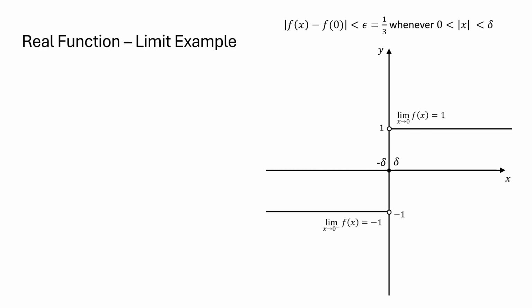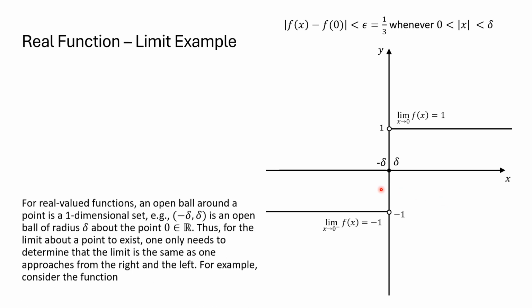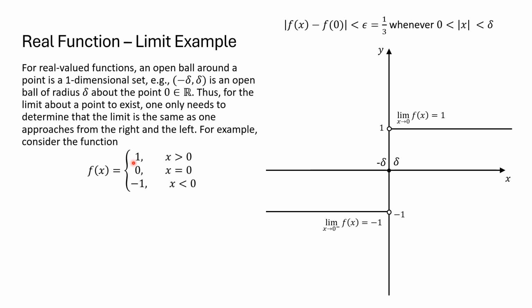Okay, let's start with an example of a limit of a real valued function. We have it drawn here on the right. It's a step function. It's defined here. When x is greater than 0, the function is 1, this line here. When x is less than 0, the function is defined to be minus 1. When x is 0, the function is defined to be 0.